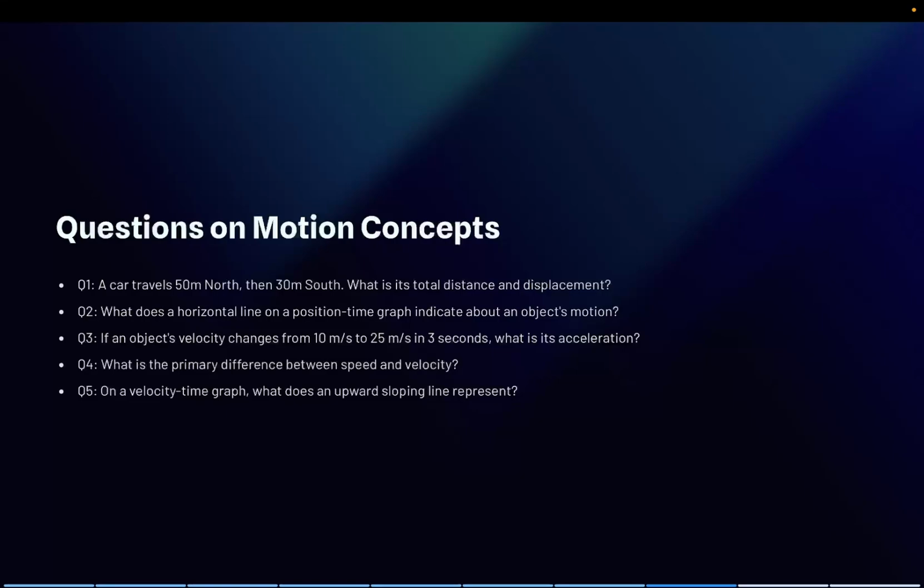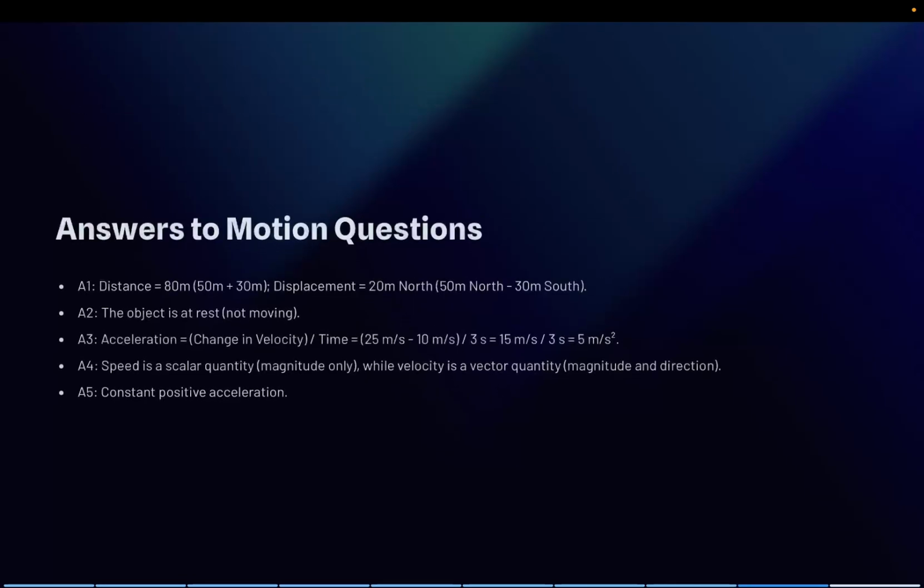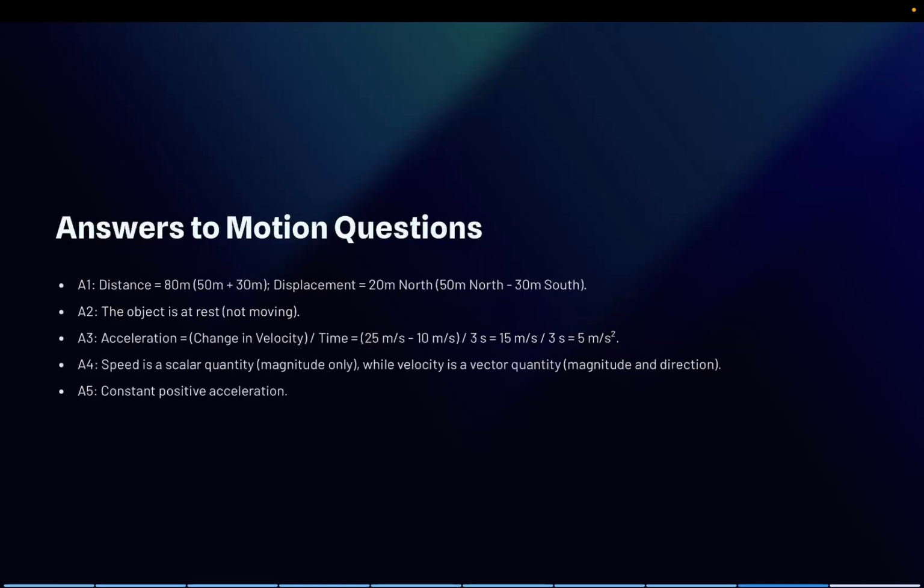Question number one says, a car travels 50 meters north, then 30 meters south. What is its total distance and displacement? As we said, distance is the total journey covered. That means we just have to add both of them, 50 plus 30, that gives us 80. And the displacement is the shortest path, and the answer is 20 because you just subtract: 50 minus 30, you get 20.